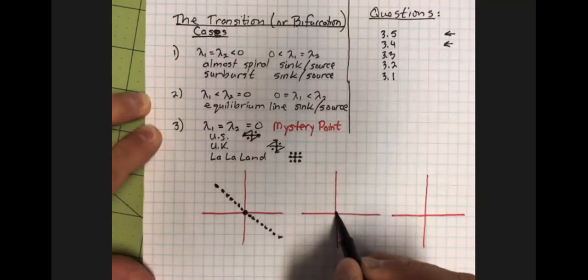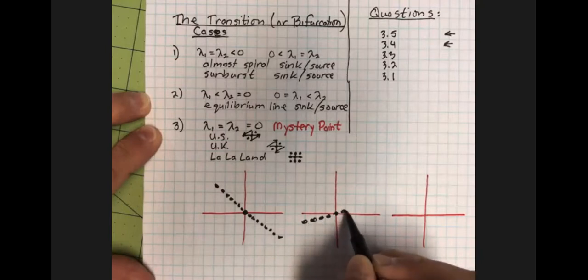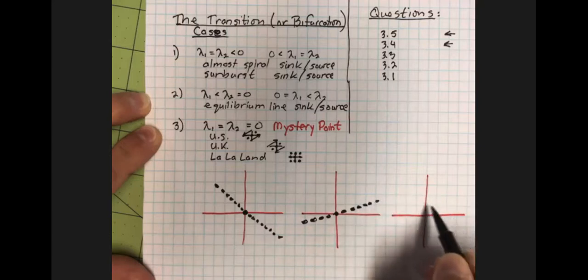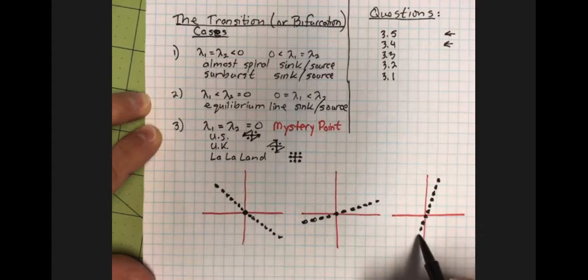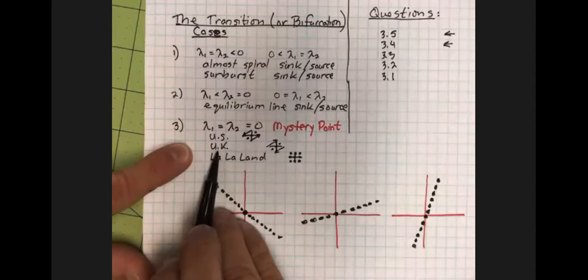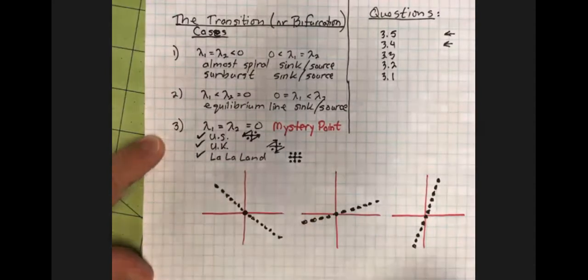So I'll draw three demonstration systems. The angle at which I'm drawing this line of equilibrium points is not critical. That's determined by the actual numbers in the matrix. But the behavior is very visual and not hard to remember if you pick my three funny descriptors.